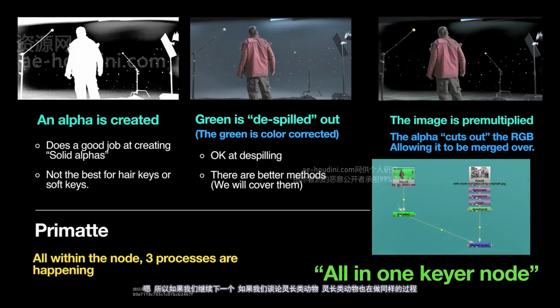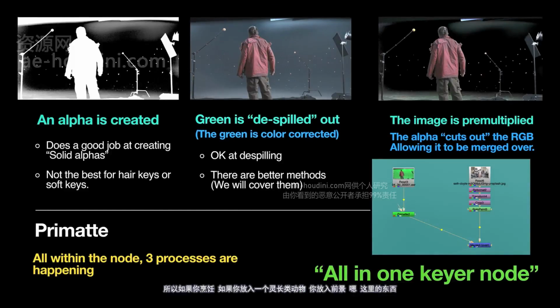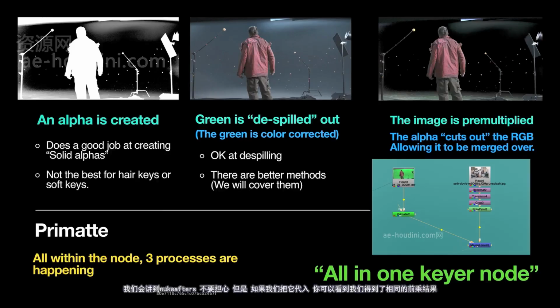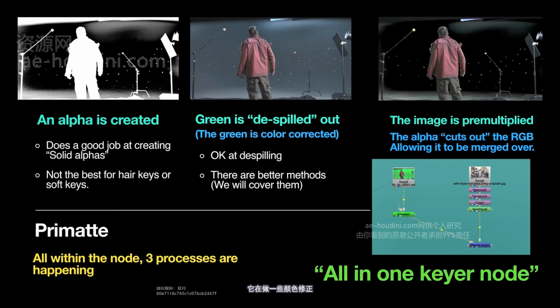So if we go to the next one, if we talk about Primatte, Primatte is doing the same exact process. So if you plug in a Primatte, you plug in the foreground here, and we're going to go into Nuke after, so don't worry. But if we plug it in, you can see we're getting that same pre-multiplied result, and it's doing some color corrections. So it is doing a despill, and it's doing a key. The despiller in the Primatte is not as good. I would never use Primatte for a despiller, but it is in there.